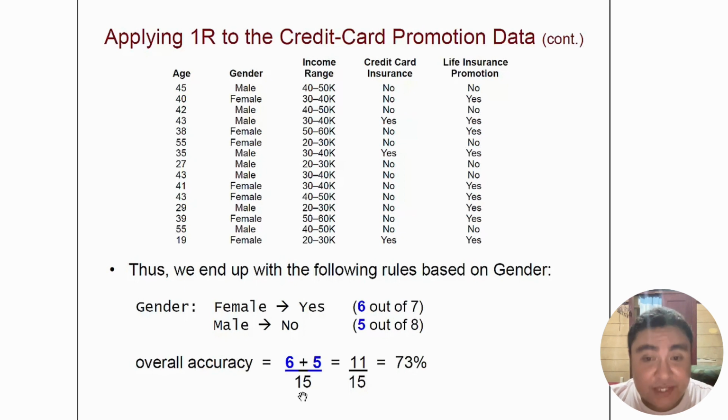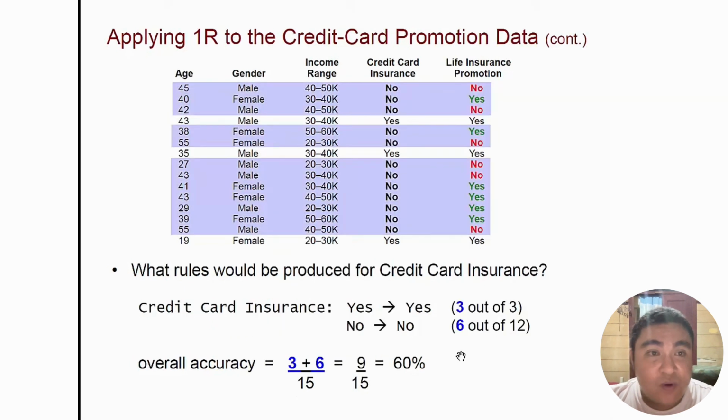That's 73%. Now let's go to the second one, which is based on credit card insurance. Out of those who said yes, 3 out of 3 of them answered yes, or they will get a promotion. If they have credit card insurance, then they will also get a life insurance promotion.